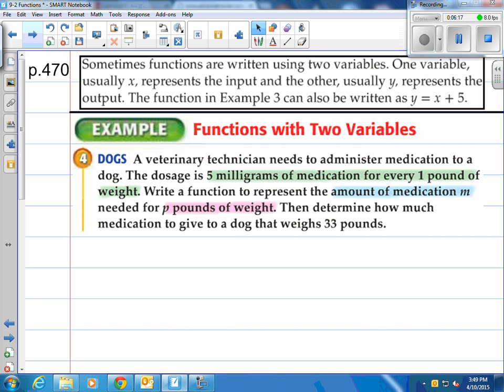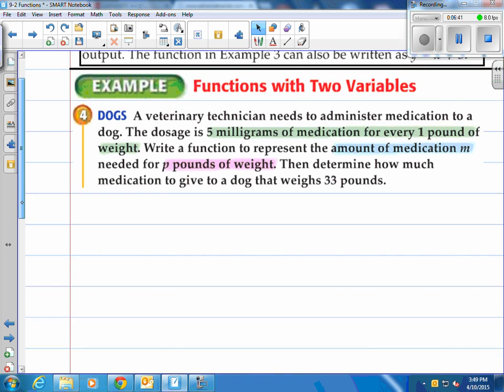All right, sometimes functions are written using two variables. Instead of using the f of x, they'll use y. It says one variable is usually x and represents the input, and the other, usually y, represents the output. So notice how they've taken that f of x thing, thrown it away, and used y instead. So the function in example 3 that we just did can also be written as y equals x plus 5, instead of f of x equals x plus 5.